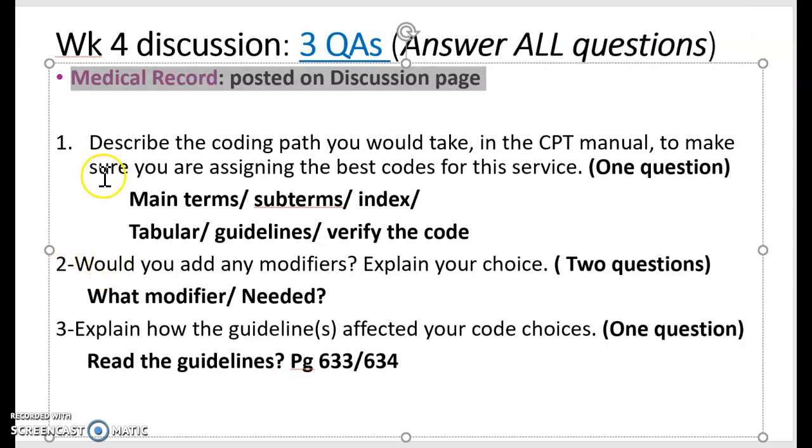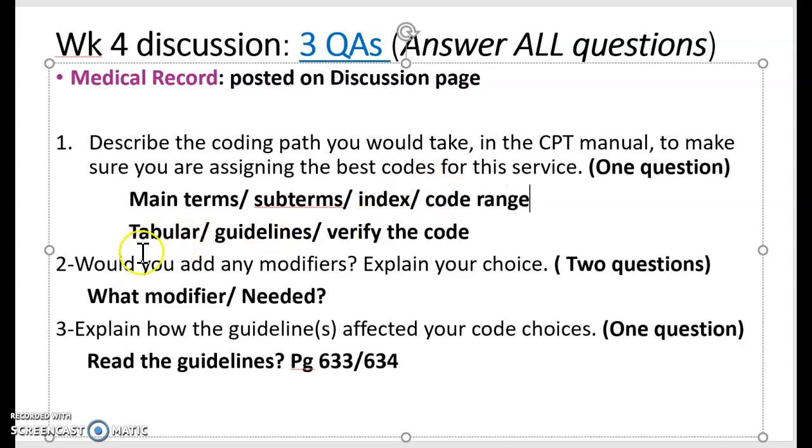Question number 1 says, describe the coding path you would take in the CPT manual to make sure you're assigning the best codes for the service. In reference to this medical record, you are teaching me how you found this code in the index. Remember, the first thing is we go to the index, we find the main terms and the subterms. What are your main terms? What are your subterms? Where did you find them? What code range did you find in the index?